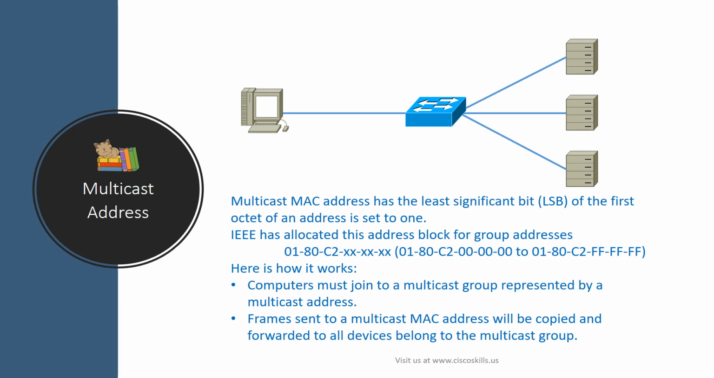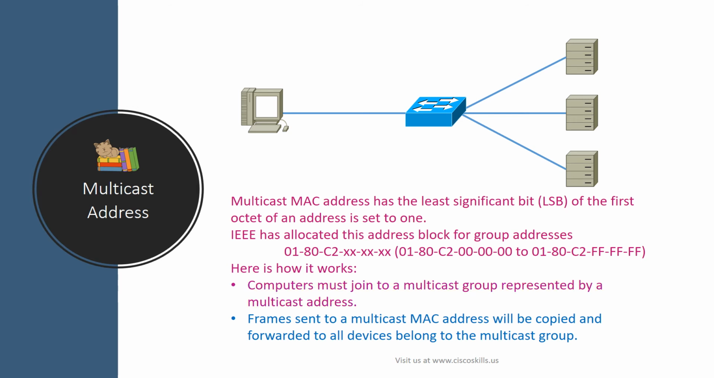Let's talk about multicast address. Multicast MAC address has the least significant bit of the first octet of an address set to 1. IEEE has allocated this address block for group addresses. Here is how it works.